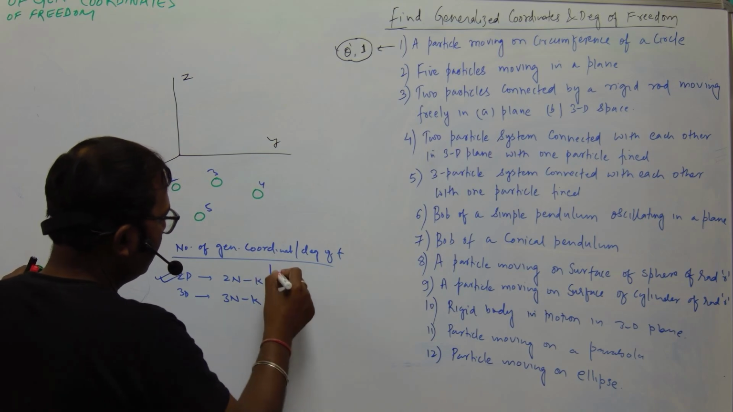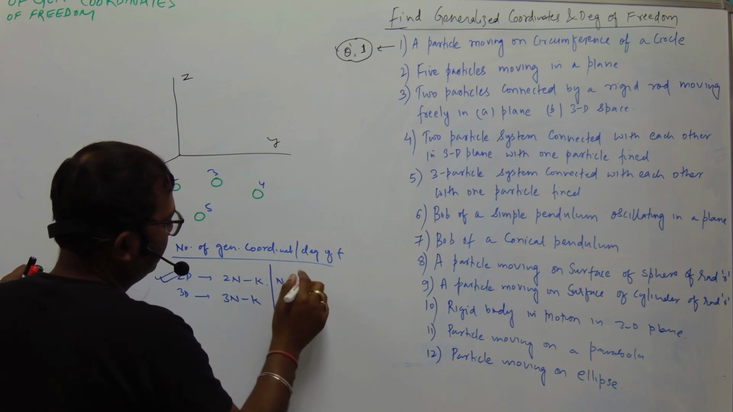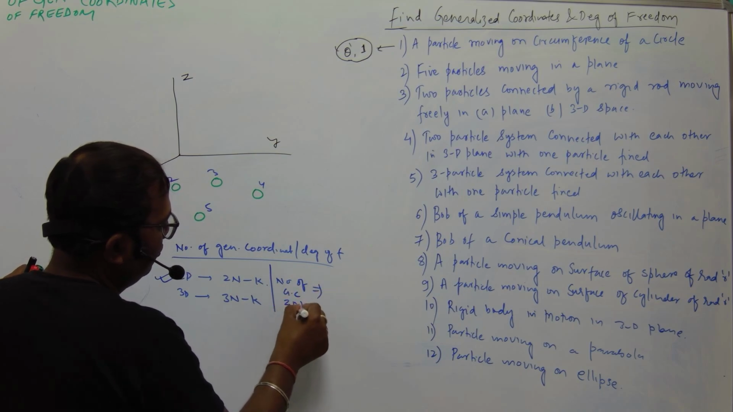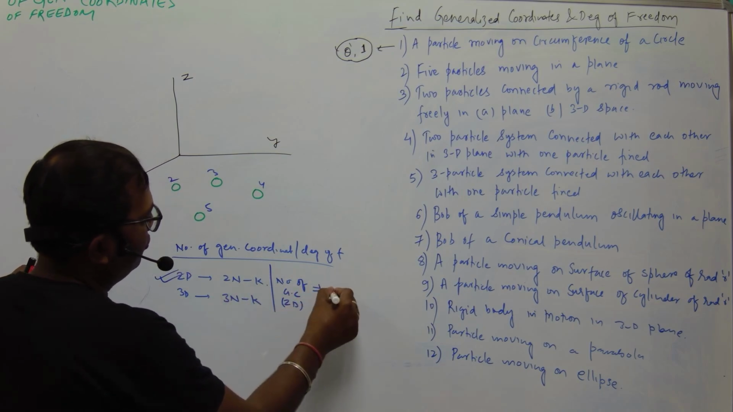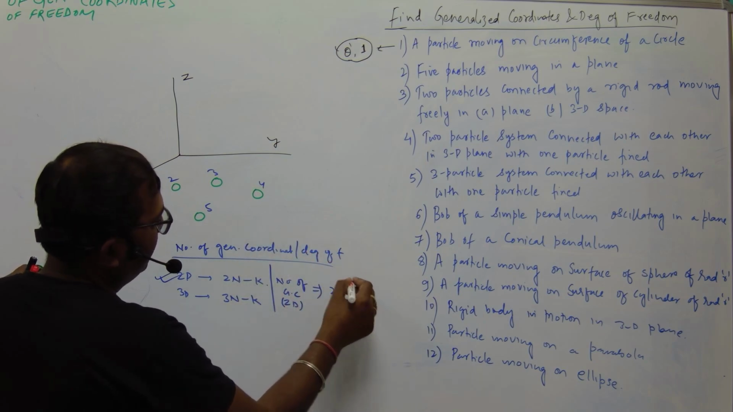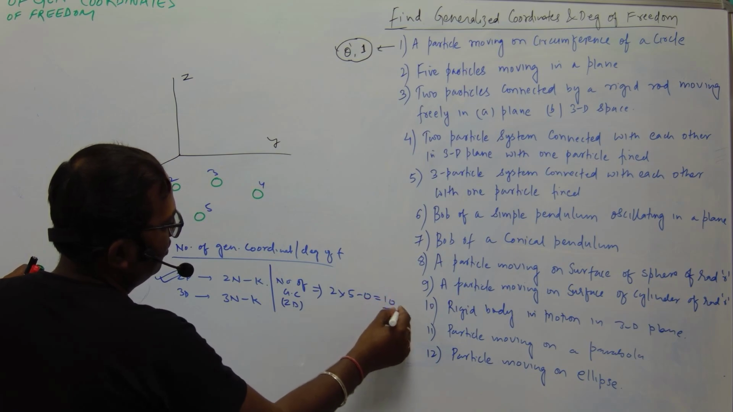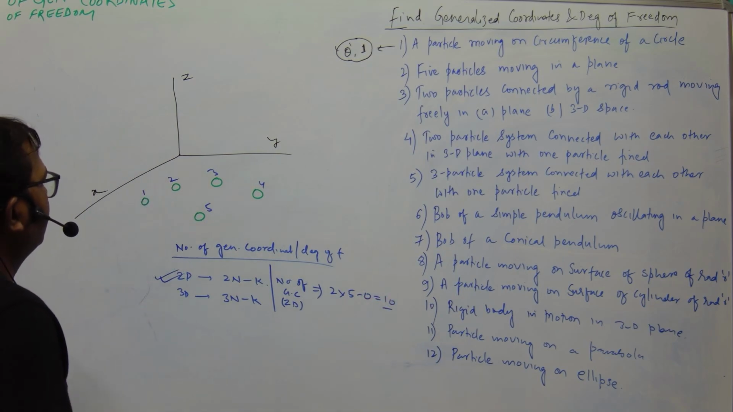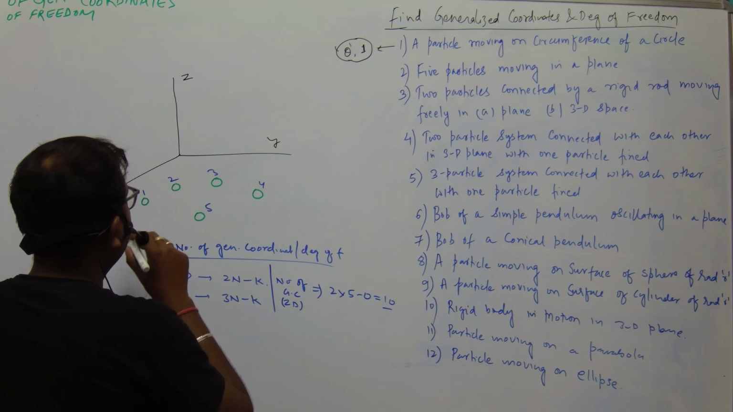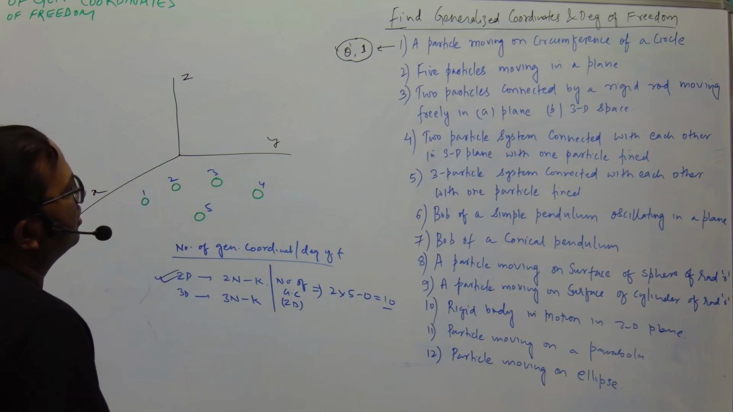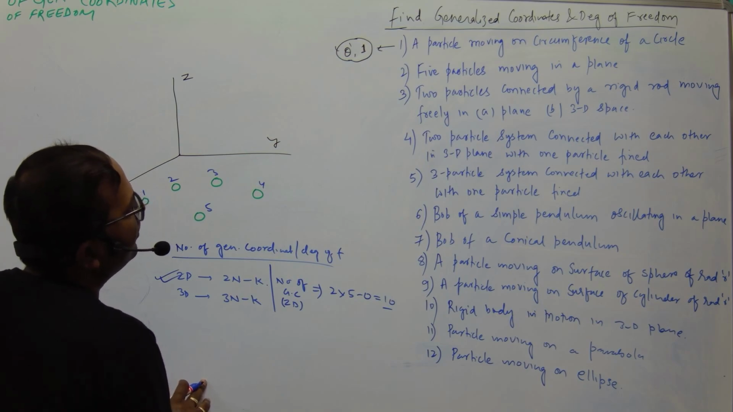So the number of generalized coordinates, in a 2D plane, what will it be? 2n minus k, so 2 into number of particles, which is 5, and constraint here is 0. There is no constraint, so minus 0 is equal to 10. Okay, so here the generalized coordinates are the number of generalized coordinates. So particle moving on circumference of a circle.